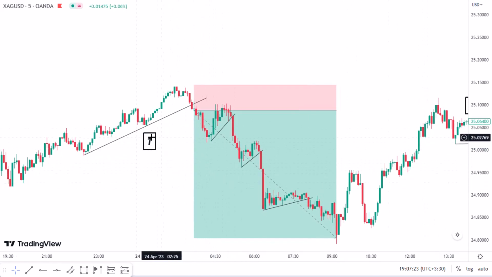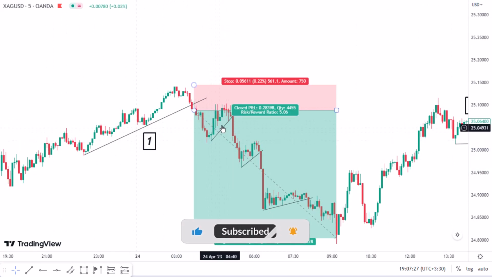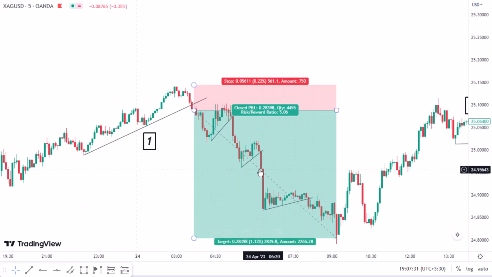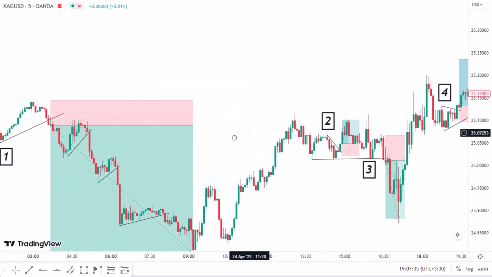And also, if we have missed this one, we could enter sell positions with the break of these trend lines too. We could enter a sell position here, here, here, set our stop loss and get our reward.